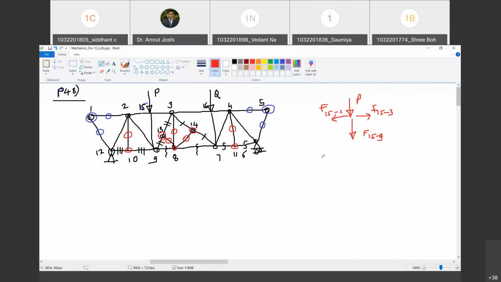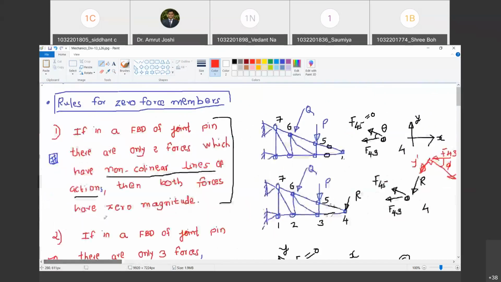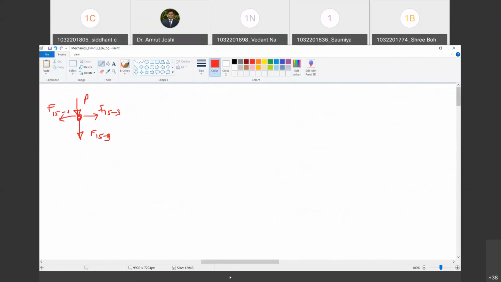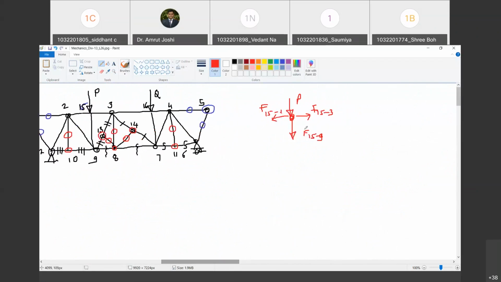Are there only 4 forces meeting at this joint in the free body diagram? Yes. Out of that, are they forming 2 pairs of collinear forces? Yes. P and F15-9 are collinear. F15-2 and F15-3 are collinear. So what does this rule say? The force in this member must be equal to the force in this member, and this force must be equal to this force.